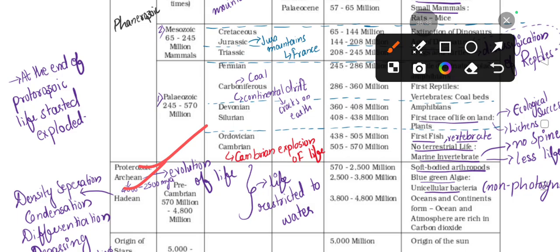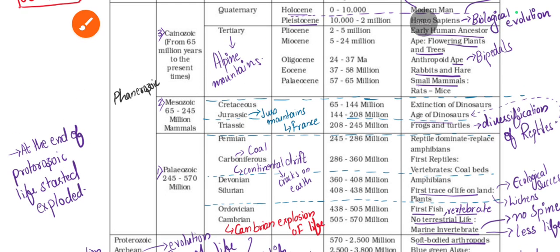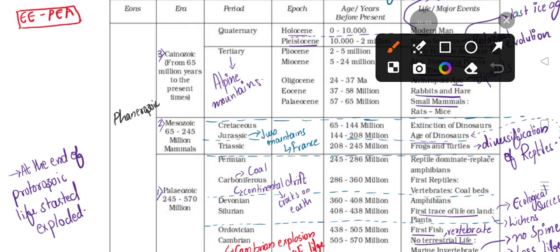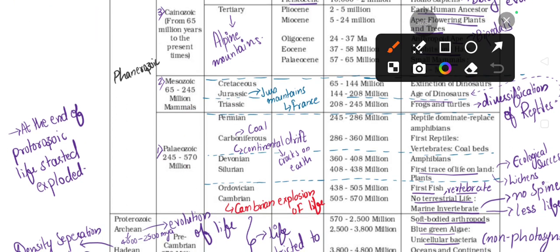However, it was restricted to the water itself. Next, we are living in the Phanerozoic eon, and the Phanerozoic eon was divided into 3 important eras: Paleozoic era, Mesozoic era and the Cenozoic era. Further, these eras are divided into different periods. The Paleozoic era is divided into 6 important periods: Cambrian, Ordovician, Silurian, Devonian, Carboniferous and Permian.